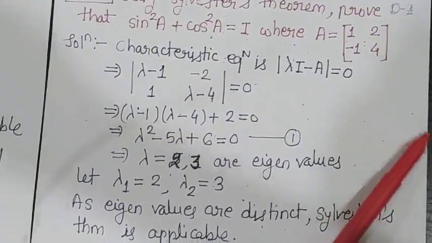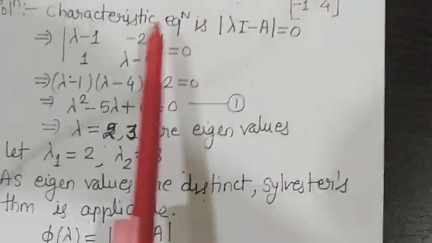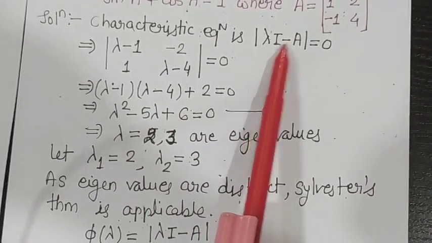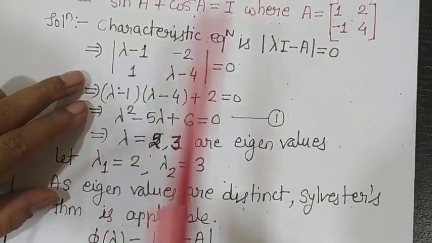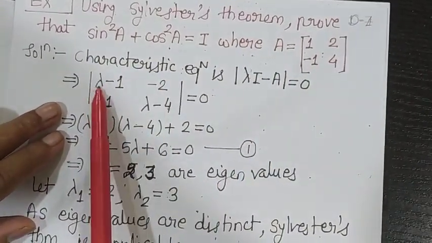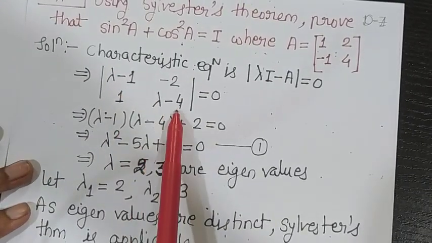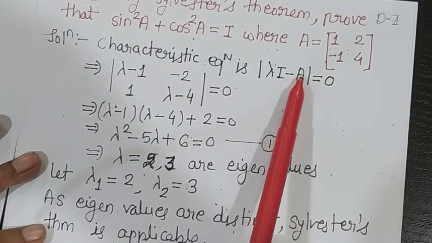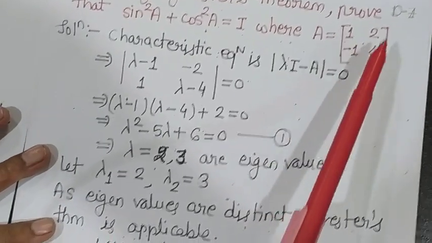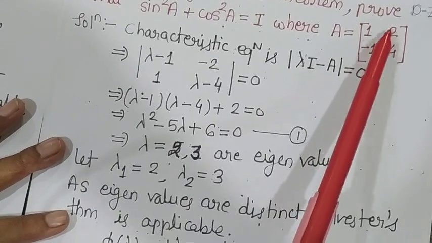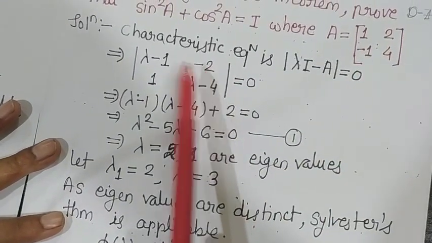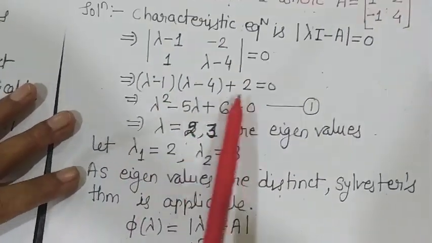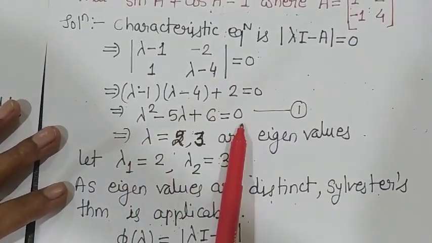As I told you, the first step is the characteristic equation, which is lambda I minus A. Now how to find lambda I minus A? From lambda we will subtract the diagonal elements. So we have lambda minus 1, lambda minus 4. Since here it is minus A, before A we have a negative sign, so the signs of the other elements get changed. It will be minus 2, and minus 1 will become plus 1. Now simplify this to get the polynomial in lambda.